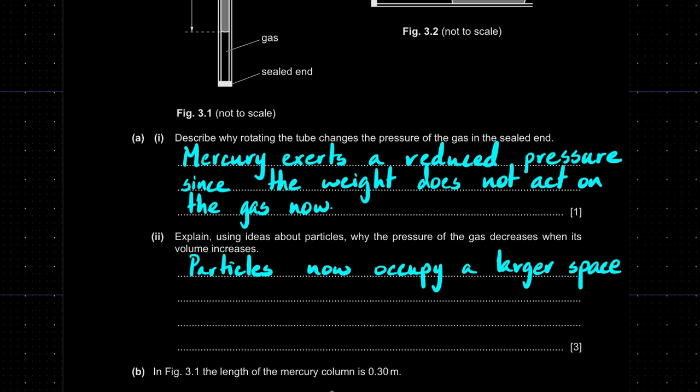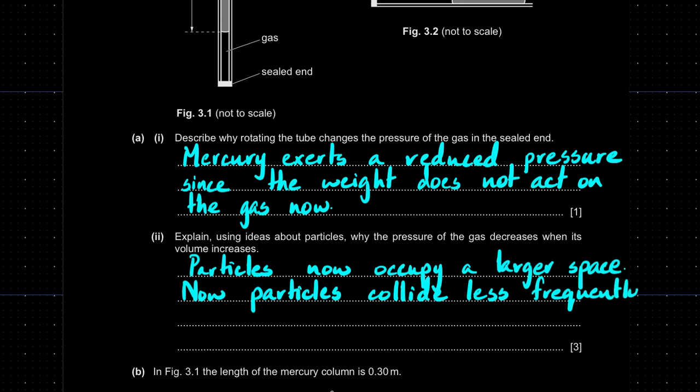Remember that gas pressure is exerted because of the collisions of the particles with the walls of the container. So you'll say that now particles collide less frequently with the walls, exerting a lower force and hence leading to a reduced pressure.